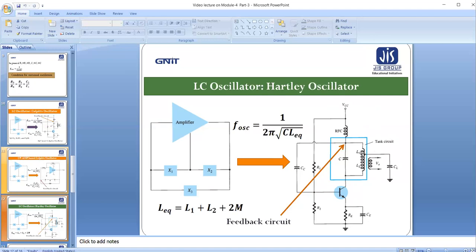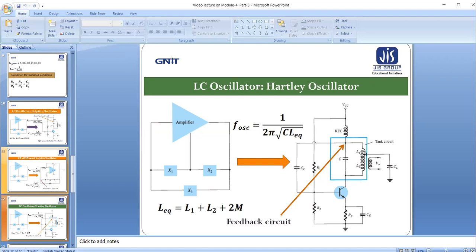As this is a parallel resonance circuit, at the resonant frequency this LC network provides maximum impedance, and it will produce the maximum output voltage, which is fed back to the base of the transistor. Now, depending on the mutual inductance, the value of the equivalent inductance will vary, meaning the tapping point where the inductors are connected in series.